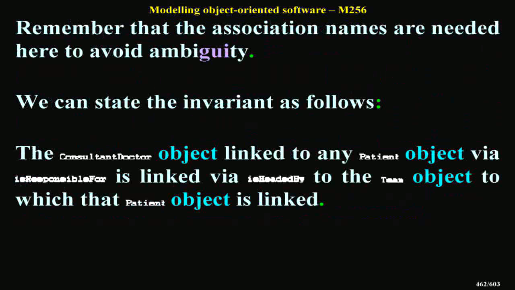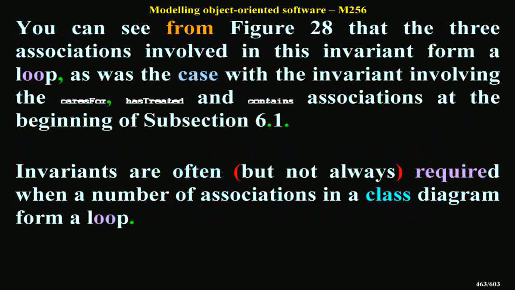Remember that the association names are needed here to avoid ambiguity. We can state the invariant as follows. The object linked to any object via is linked via to the object to which that object is linked. You can see from figure 28 that the three associations involved in this invariant form a loop, as was the case with the invariant involving the and associations at the beginning of subsection 6.